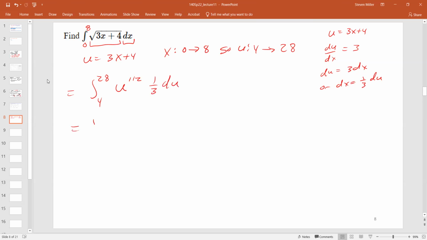And now I'll say, okay, well, that's 1/3 the integral, u goes from 4 to 28, of u to the 1/2 du. Right. What function has derivative u to the 1/2? u to the 3/2. And then what constant do I have to have in front of the u to the 3/2? 2/3, perfect.